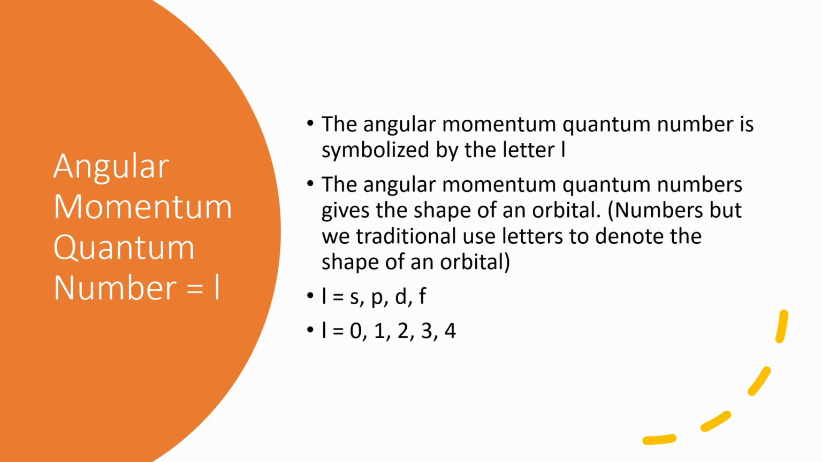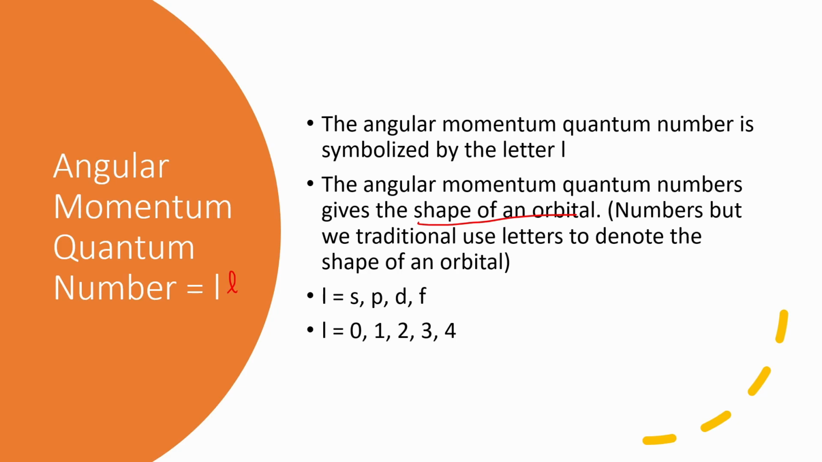Next, we have our angular momentum quantum number. This is symbolized by the letter L, but we usually write it as a lowercase l, just for clarity's sake. The angular momentum quantum number gives the shape of an orbital. Okay? It characterizes the shape of an orbital.